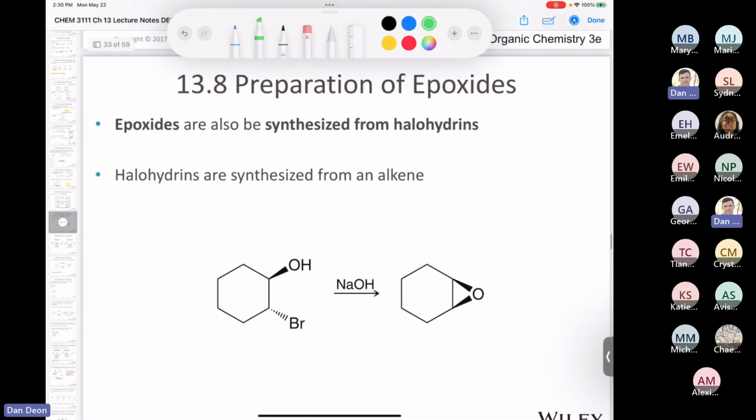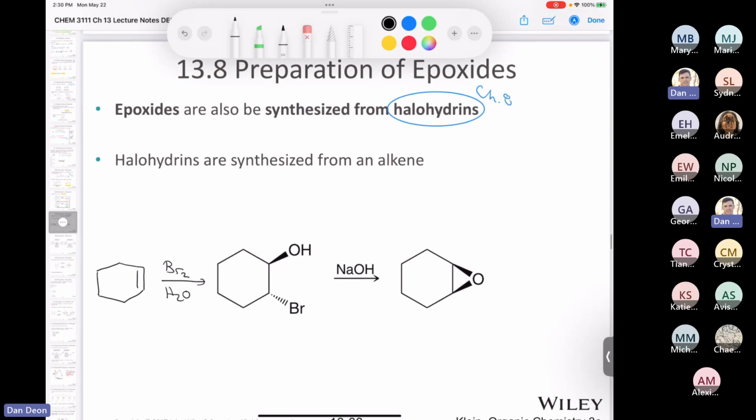Now, let me show you another way to make an epoxide that is connected to a reaction that we did earlier on. You might remember halohydrin chemistry from way back in chapter 8, the alkenes chapter. I told you that if you took an alkene like cyclohexene and treated it with bromine and water, you ended up with a halohydrin, and that the hydroxyl and the bromine are added in an anti fashion. So you can take the halohydrin, and you can treat that with a base and it makes an epoxide.